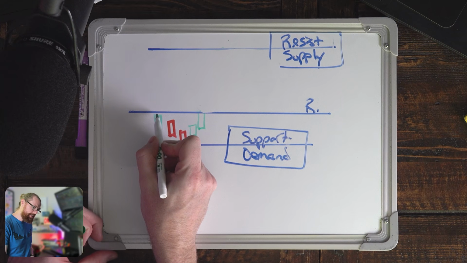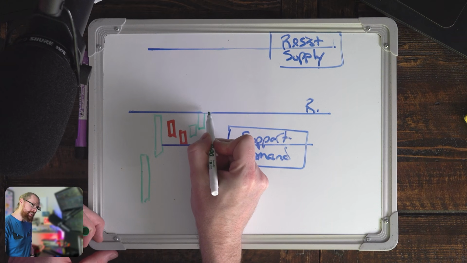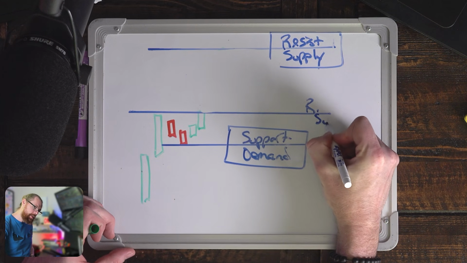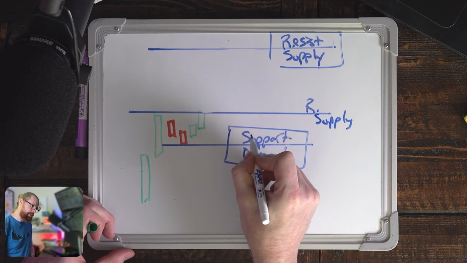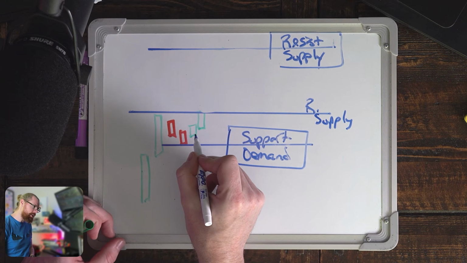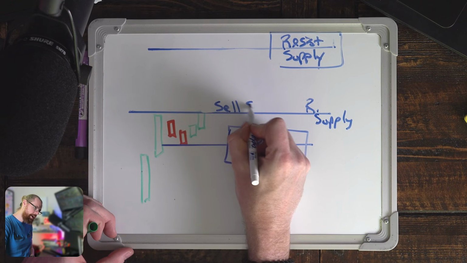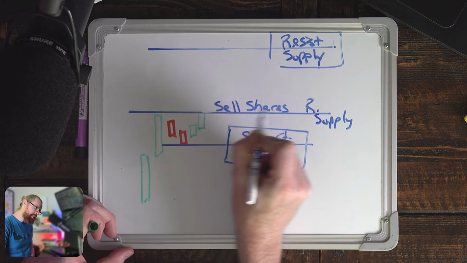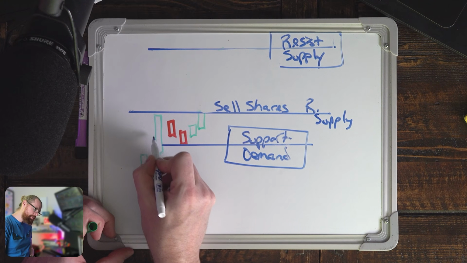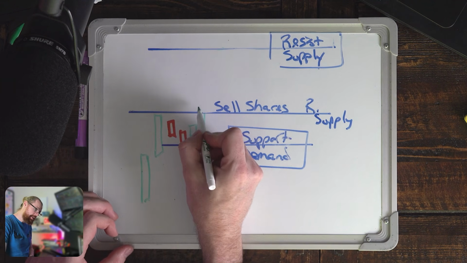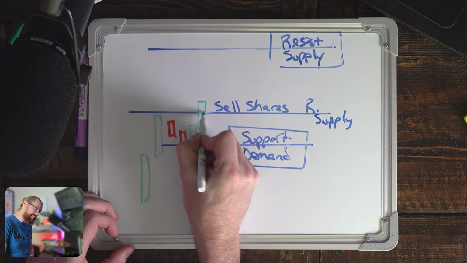If you drew this correctly, then as we come up to this level, it is very likely that you will see a degree of supply. How will that appear? The supply, in this case, will be in the form of people selling shares. So you will see sell orders as the price comes back up to this level. Now, if there's enough demand, we can break through resistance.